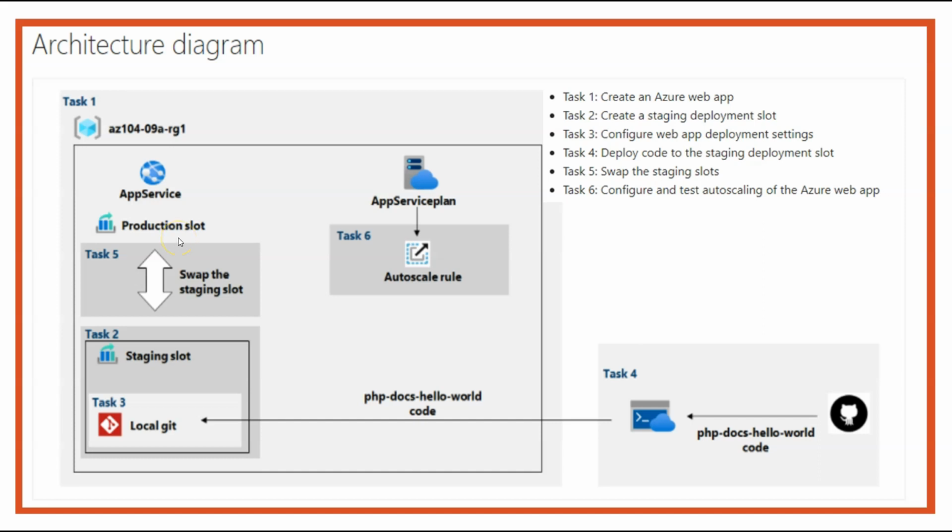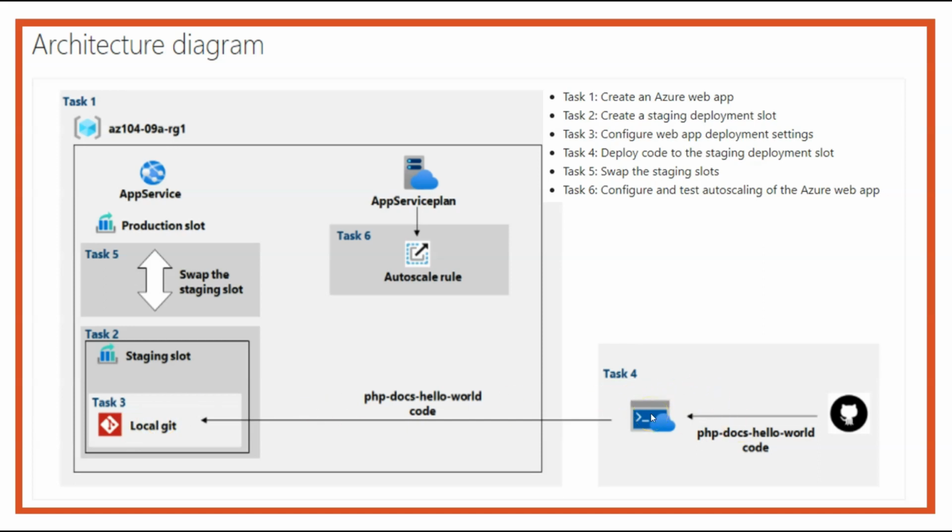As part of this lab, there will be 6 tasks. Task 1 is to create an Azure Web App, which is this one. Task 2 is creating a staging deployment slot, which you can see here in this box down. Task 3 is to configure a web app deployment settings, which is again inside this task 2. Task 4 is deploy code to the staging deployment slot, which is here.